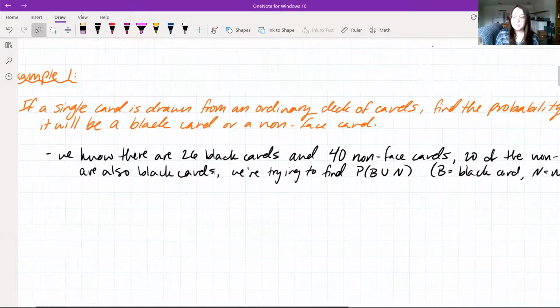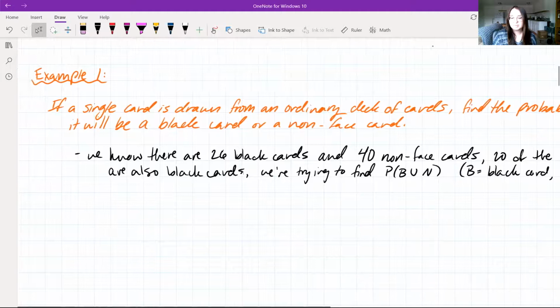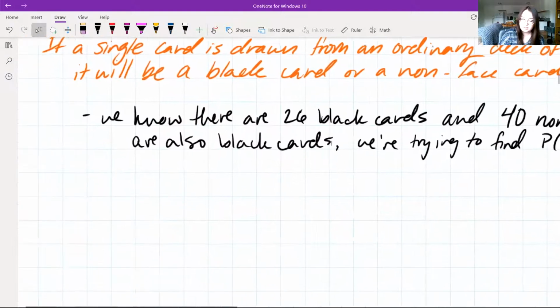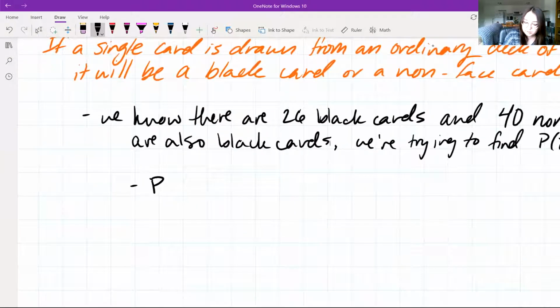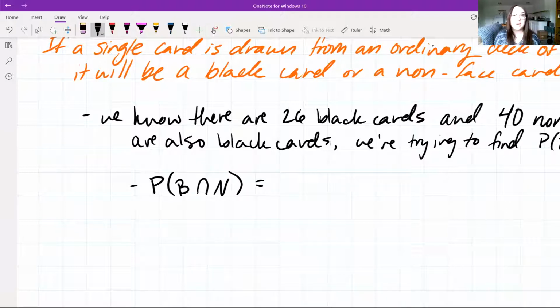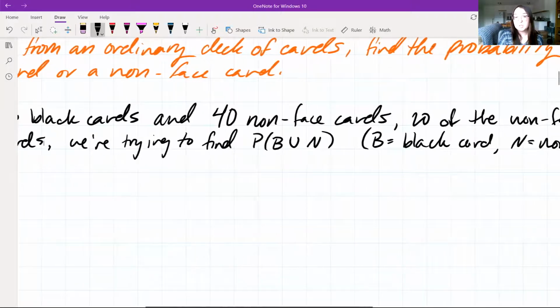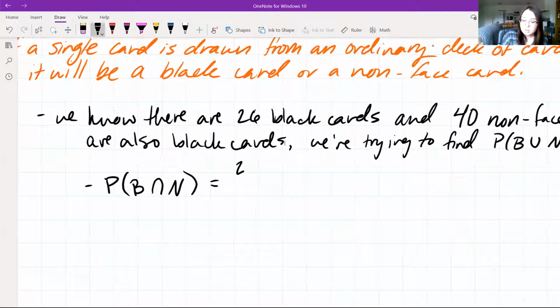And we're going to use our union rule to find our value here. So let's start off. We know that the probability of B intersect N, or the probability of having a black card that is also a non-face card, since we know there's 20 of them, is going to be 20 divided by 52.